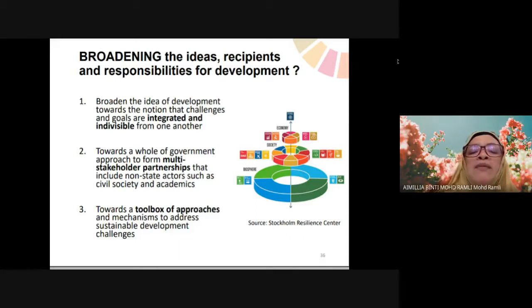Towards a toolbox of approaches and mechanisms to address sustainable development challenges. So another thing is that in order for development to take place, we need to make a toolbox of approaches. We have to come up with plans and projects and so on. So this is what you are doing when I asked you to come up with projects for this course. You're helping also in a way, even though it is mandatory upon you because you are a student. But when you come up with a project, you help solve a problem.